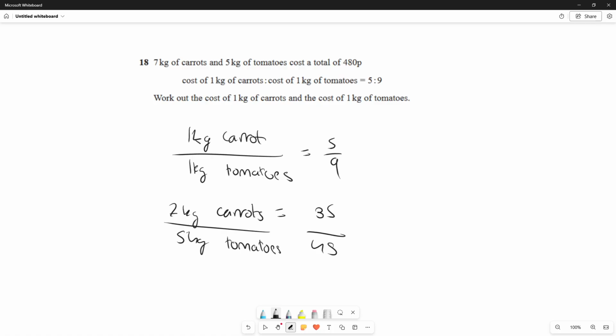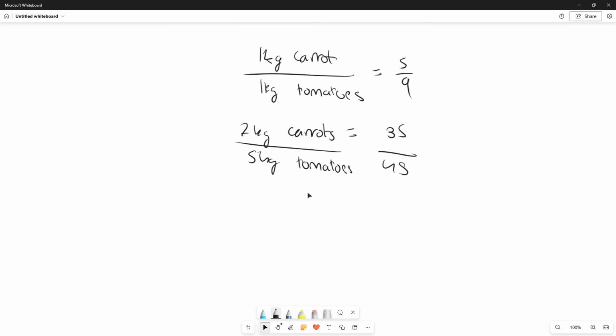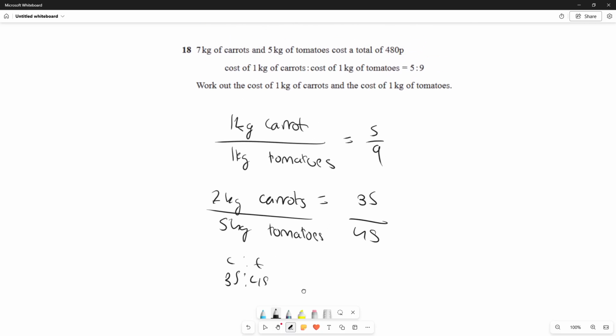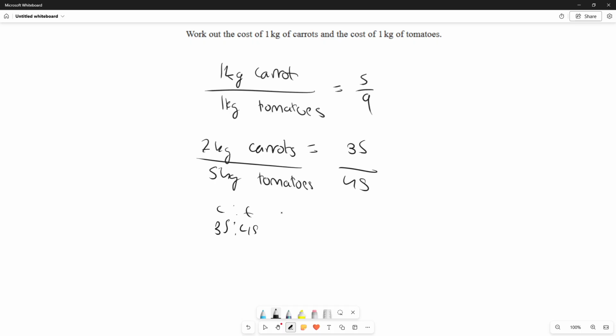Now, another way to think about this is if you want 7 kilograms, you have to multiply this part of the ratio by 7. And if you want 5 kilograms, you have to multiply this part of the ratio by 5. And we get 35 to 45. So 35 to 45 of carrots to tomatoes, okay? And we know that it equals 480p. They sum up to 480p. So let's add these ratios together.